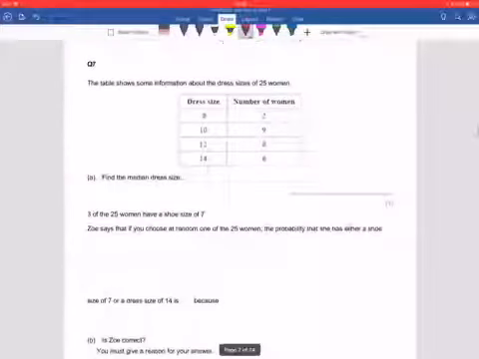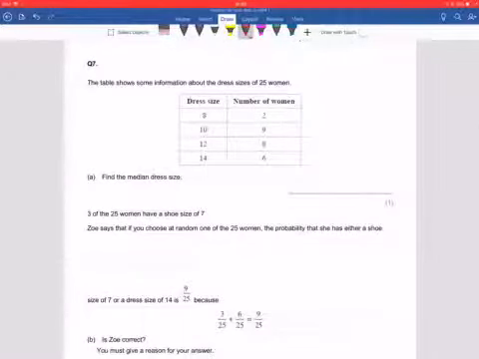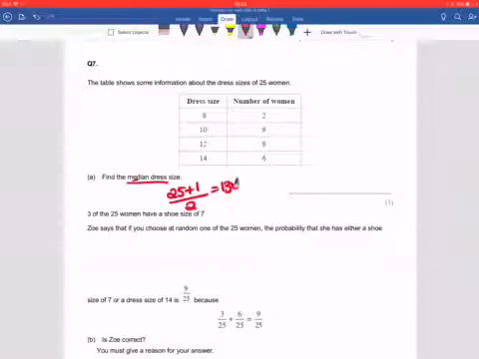Okay. The table shows some information about the dress sizes of 25 women. Find the median. So I have 25 plus 1 divided by 2 to find the middle one. That's 26 divided by 2, so the 13th will be the median. I've got 2 size 8s. I've got 9 in size 10. So I'm going to do cumulative frequency, where I add them all up. So it's 2. There's 11 that are a size 10 and under.